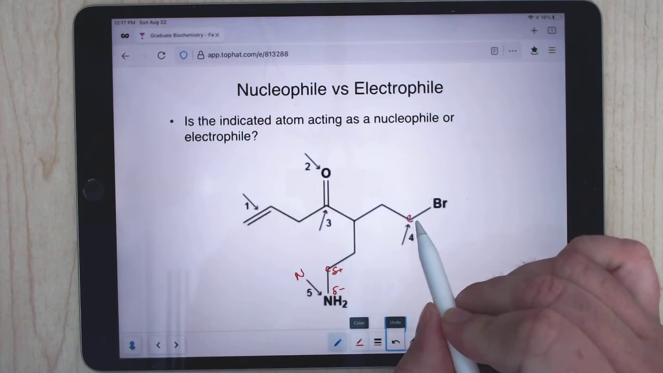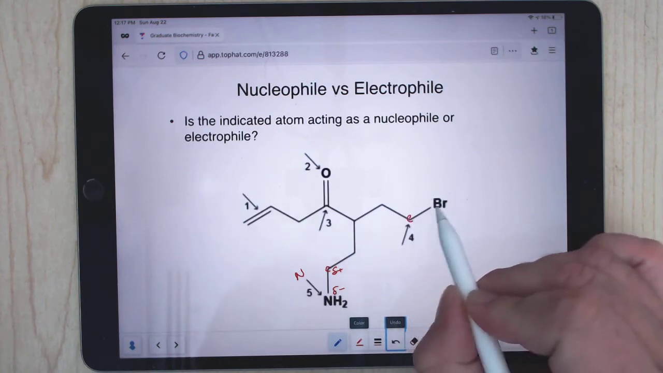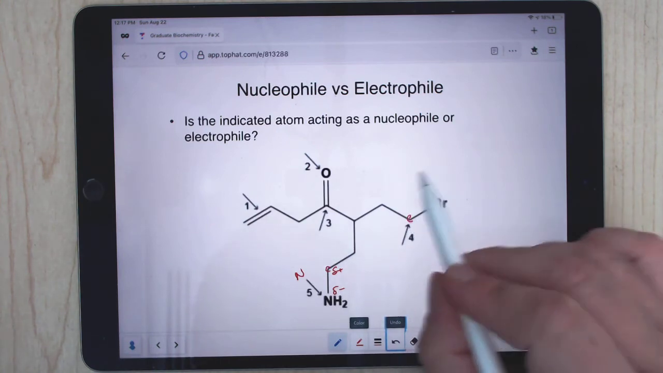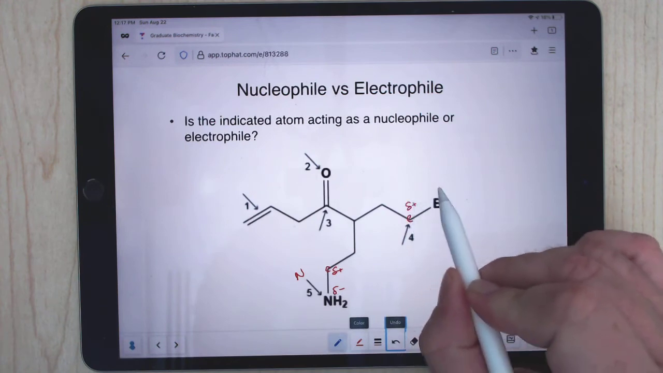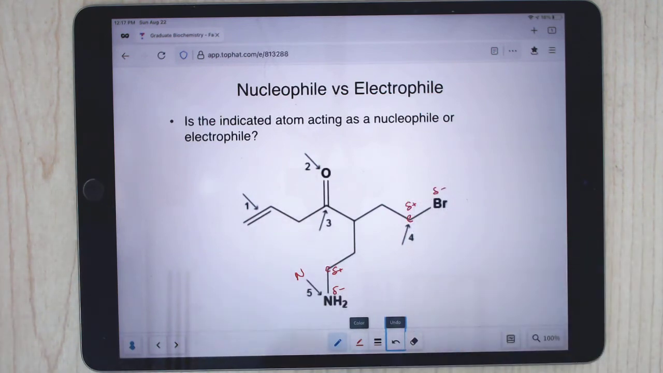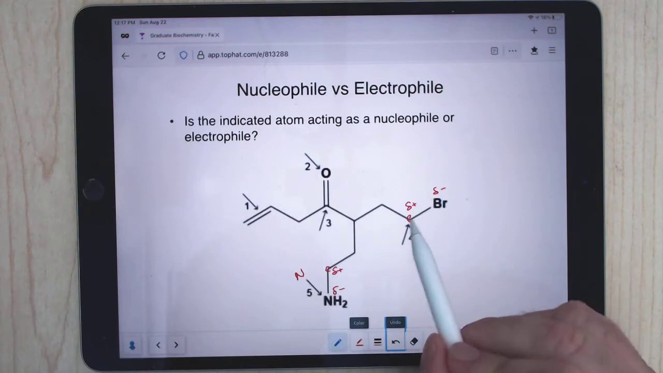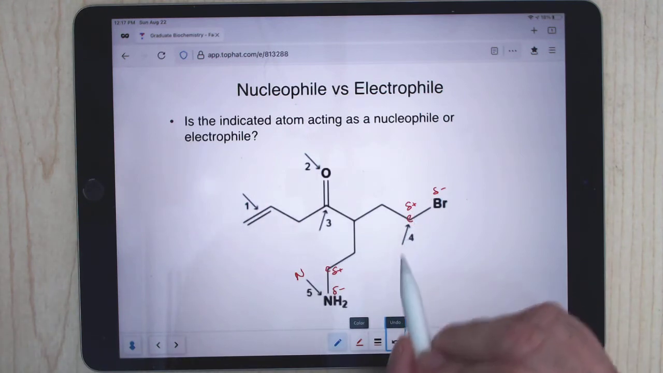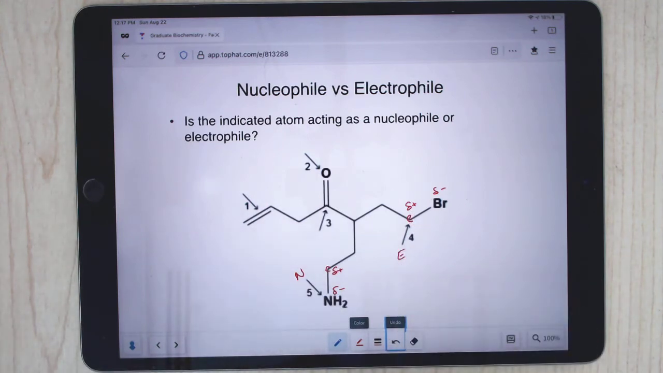For this carbon here, there's a polar covalent bond right there. Again, this is partial positive, partial negative, because bromine's more electronegative than carbon is. So this carbon is on the positive side, so this must mean this is acting like an electrophile.